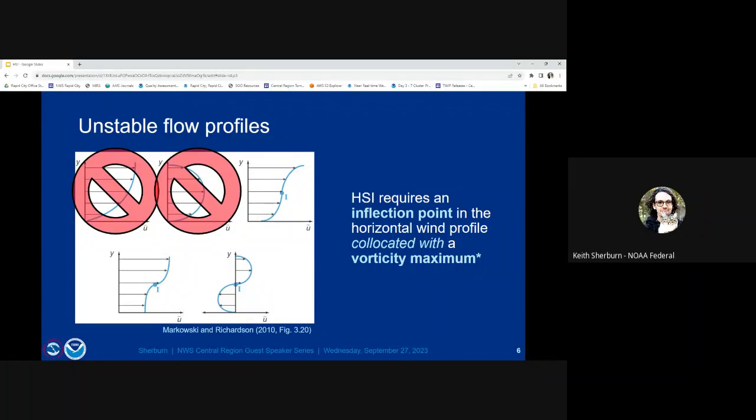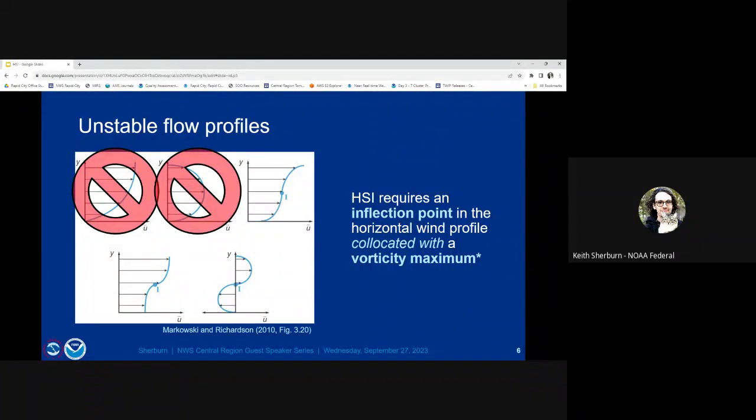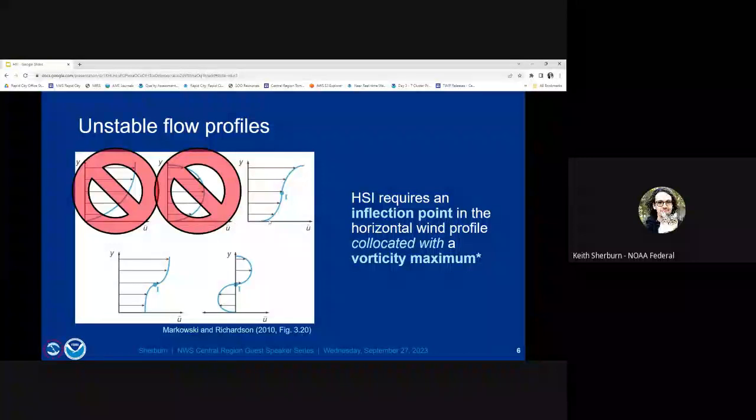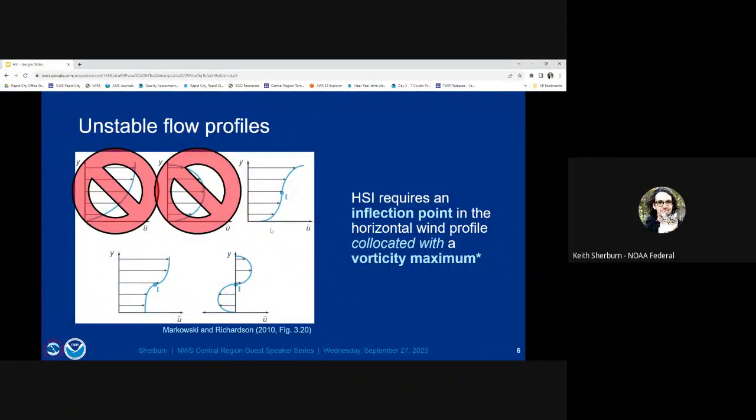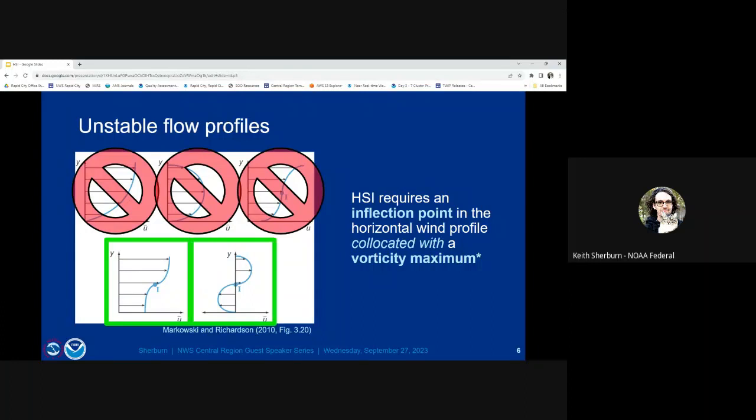The other 3 do include an inflection point, which is marked by the blue dots with the uppercase I label that you see there. But let's consider the second criterion as well, that the inflection point must be co-located with a local maximum in vorticity. This is not true for the profile here at top right, which has its maximum vorticity closer to Y equals 0 on the plot. So we'll knock that one out as well. But both of the profiles at the bottom do have an inflection point that's co-located with a vorticity maximum, meaning that they could be associated with HSI. Basically, that means that they could be unstable to small perturbations.